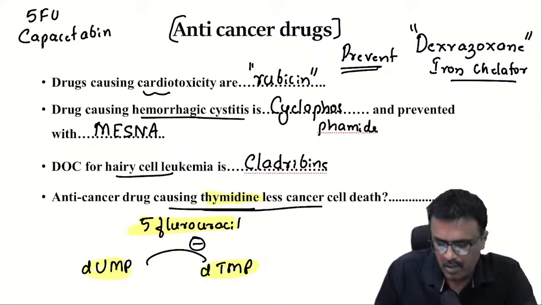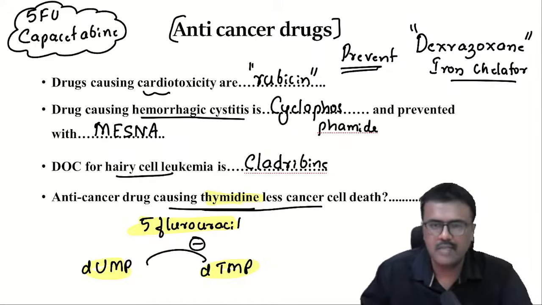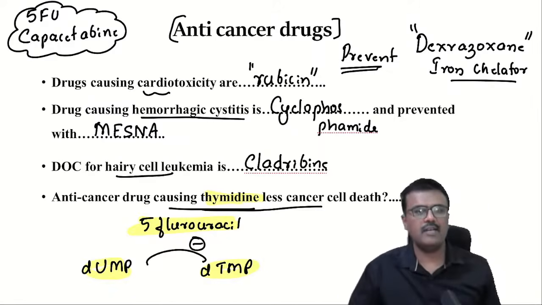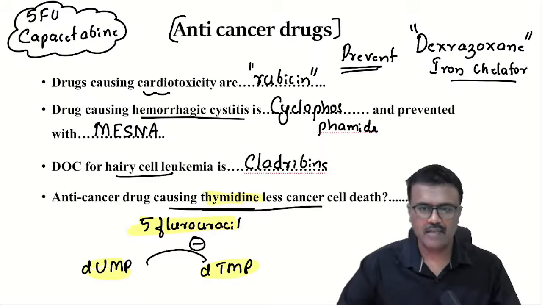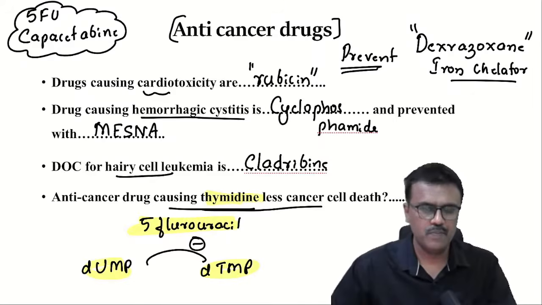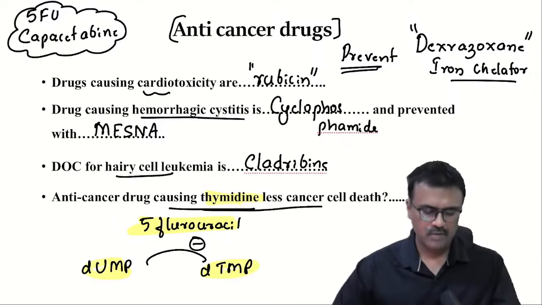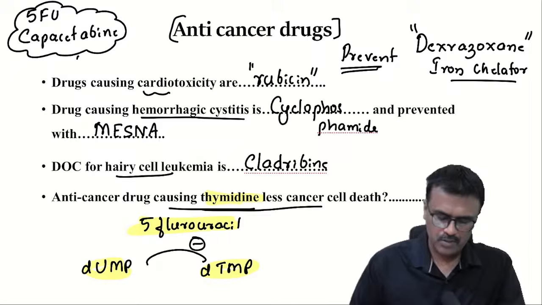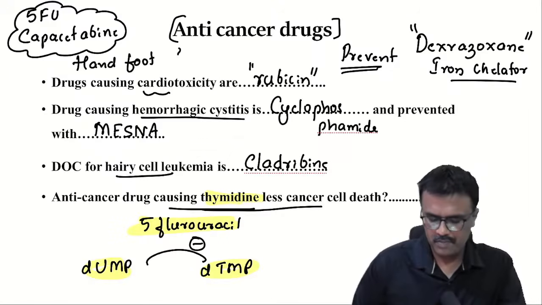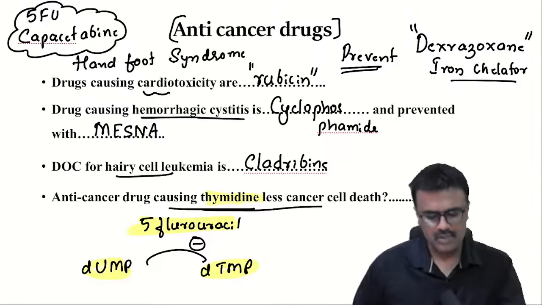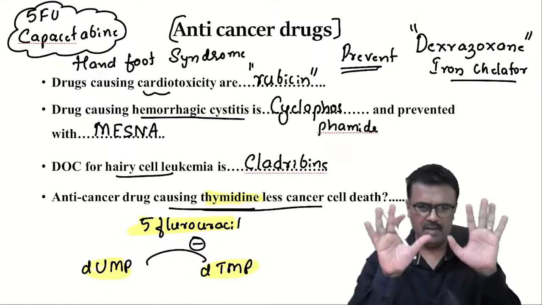They are typically known to produce something in the hand and foot that has been tested. Even when I was writing a NEET PG like exam, that was asked, what do they do? 5-fluorouracil and capecitabine, they can produce hand-foot syndrome. Hand-foot syndrome is nothing but the palms and soles will become red in color. That's it.